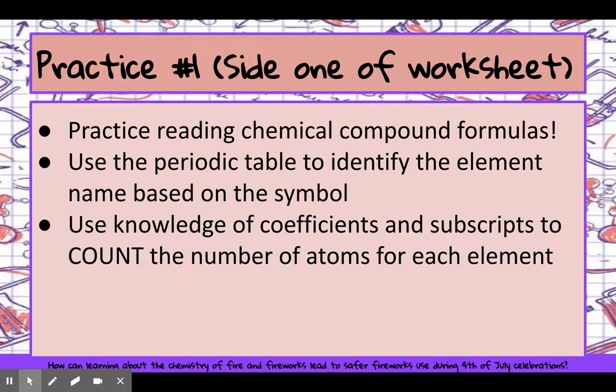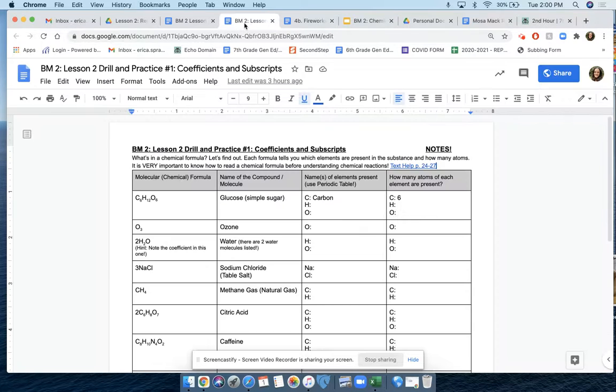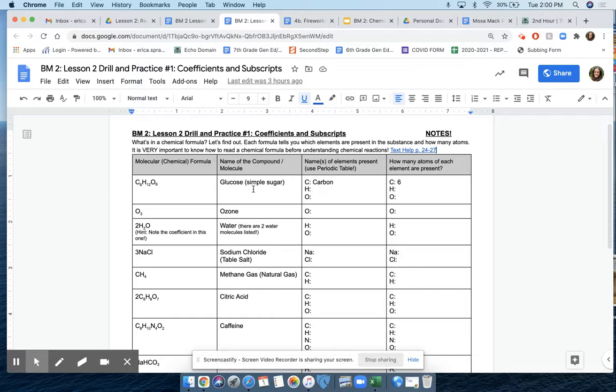Okay, so here's where your practice comes into play, and this is really, really important. I know that this is just considered notes, but you really need to do this. This is called drill and practice, where you repeat over and over again something we learned. This is drill and practice number 1.